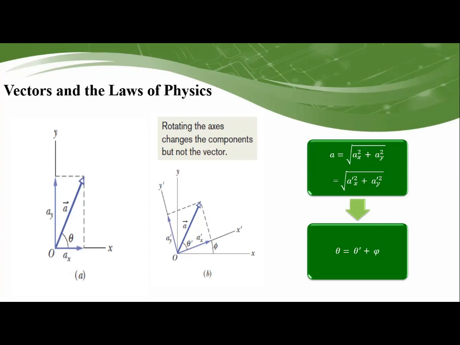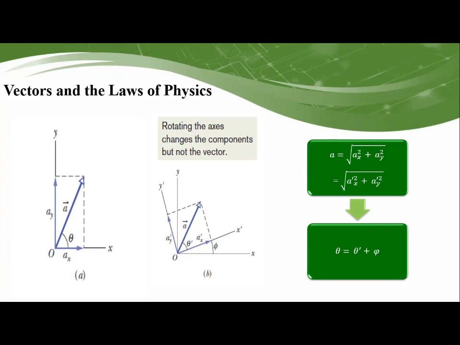We could instead rotate the axes, but not the vector A, through an angle phi as in figure B, in which case the components would have new values. Call them A prime x and A prime y. Since there are an infinite number of choices of phi, there are an infinite number of different pairs of components for vector A. The question is, which then is the right pair of components?